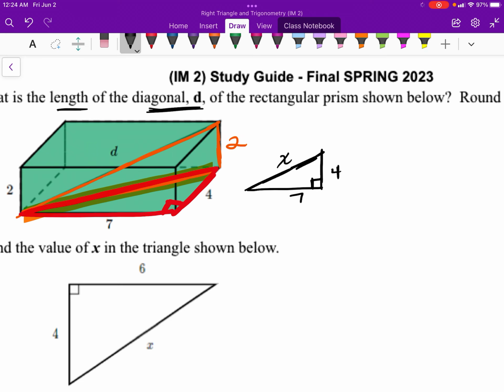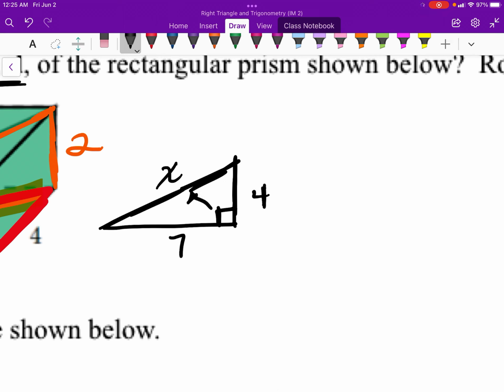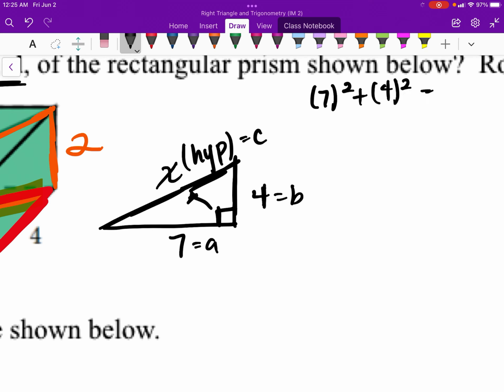All right, so this one's actually 2 triangles that we have to use, applying the Pythagorean theorem in order for us to determine that side, that D. So just to start off, this one here is representing the hypotenuse, which is C. The other ones in this case would be A and B. So let's do 7 squared plus 4 squared equals x squared. All right. 7 squared is 49 plus 4 squared is 16, which equals x squared.